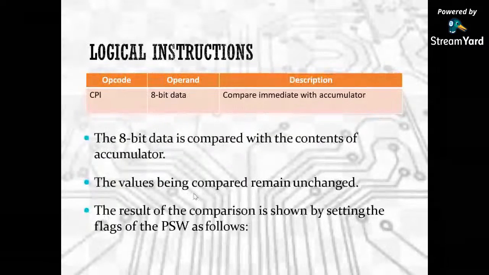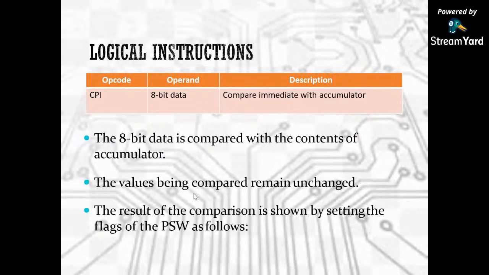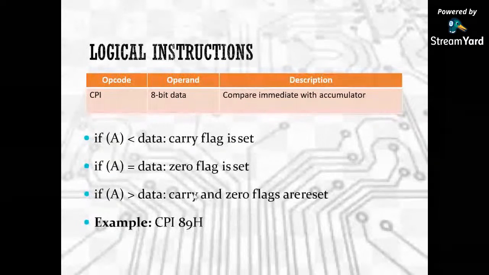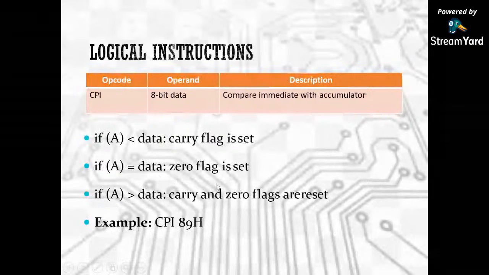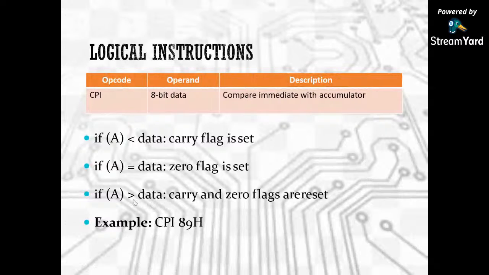We also have compare immediate data with the accumulator. The data is compared with the contents of the accumulator, and the value being compared remains unchanged. The result will alter the setting of the flags in the PSW. If A is less than the data, the carry flag is set; if equal to the data, the zero flag is set; and if A is greater than the data, the carry and zero flags are reset. For example, CPI 89H.